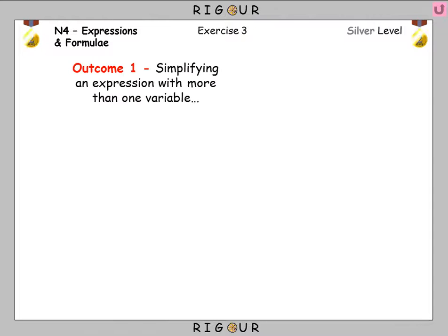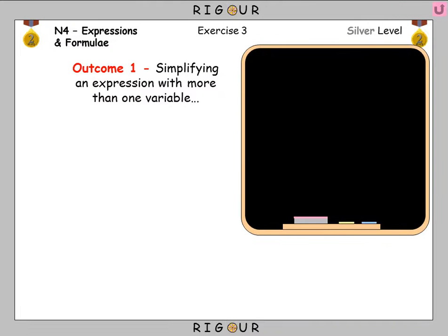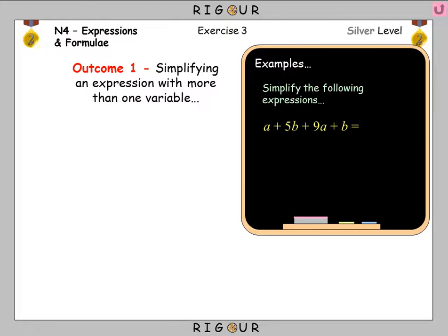So we're simplifying an expression with more than one variable, first of all, and we could also call the process gathering like terms. So this time we've got two variables. We have a plus 5b plus 9a plus b. So we add the a's first of all. So we have a plus 9a, so that's 1a plus 9a, which gives us 10a, and then we've got 5b add b, so 5b add 1b, which is plus 6b.